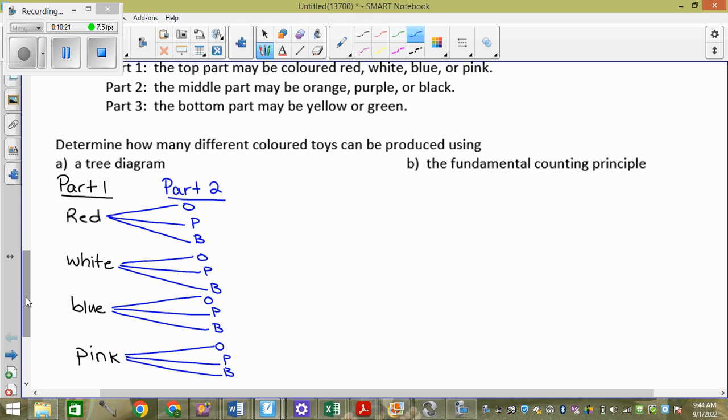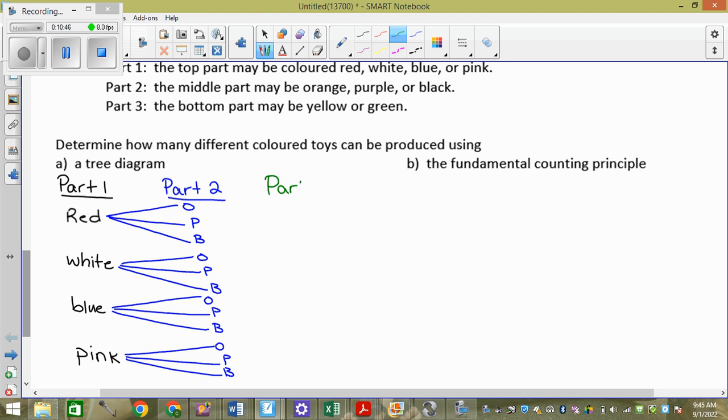So if this toy was only allowed to have 2 parts, how many different toys could I have? How many different toys does that give you? 12. And what did we do? We would have just done 4 times 3. Right? But it didn't have 2 parts. It has 3 parts. So we still have to do part 3.